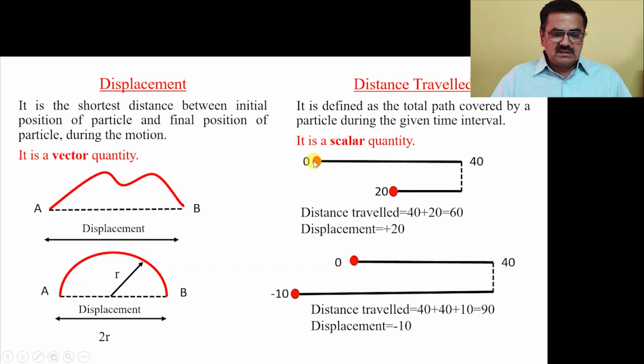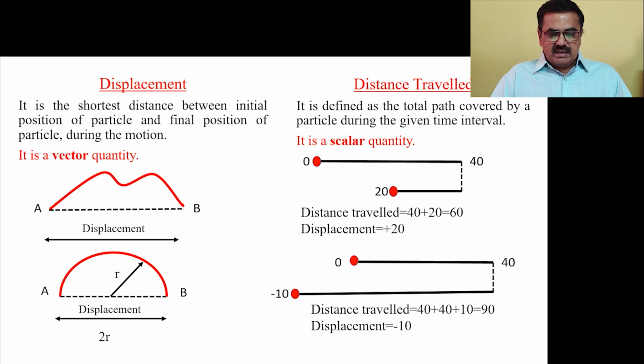Now let us consider this figure. Here the particle is starting its motion from point O and it moves along a straight line and reaches a new position 40. Here the particle stops for a while and reverses its direction of motion, and again it starts moving towards the origin and reaches position 20. Now the distance traveled by the particle is the total path covered by that particle.